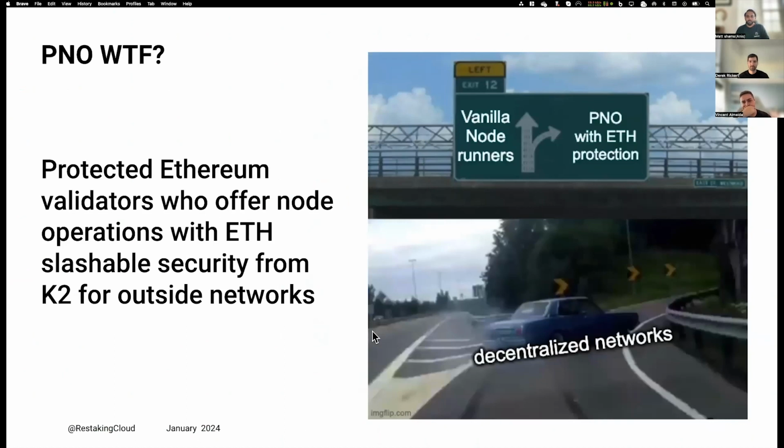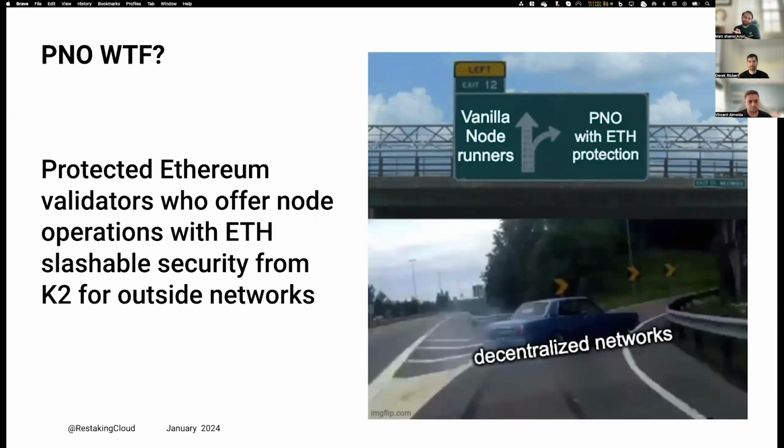Okay, so before getting to the structure of the P&O, what is a P&O? Preferred node operators, that's the jargon, and that's the only term we're going to use. Preferred node operators is like preferences for ETH. So if you're an ETH validator, that's your preference. Preferred node operators are for anyone who wants ETH-protected validators for node operations. These are the guys who want to hire, and they will be readily available from the P&O Node Cloud, and they have slashable security from ETH delegation.